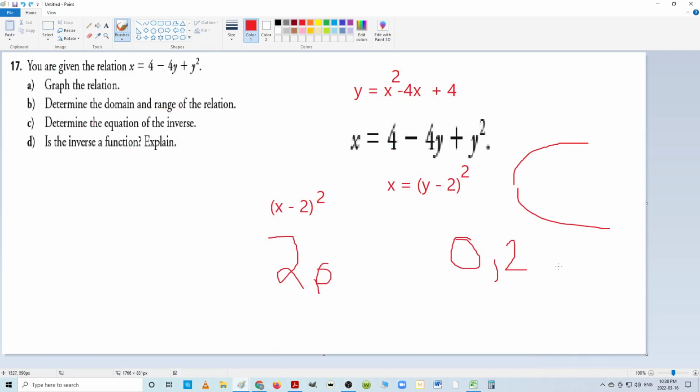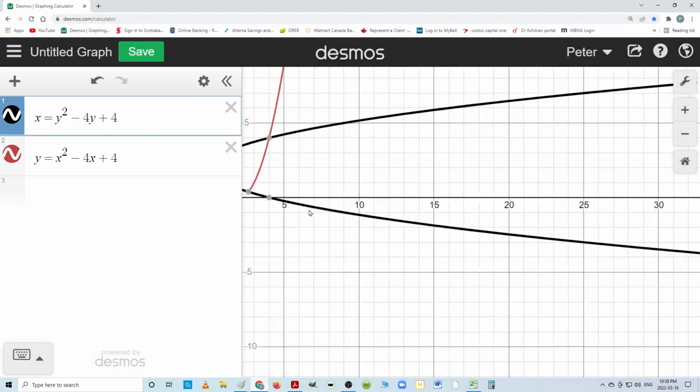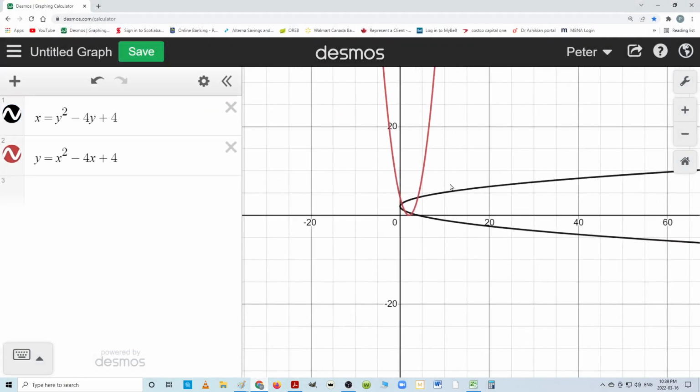The domain and range, well, x is bigger than or equal to 0, and y is whatever. Determine the equation of the inverse. Well, we just did that. Is the inverse a function? Yes, the inverse is a function. This red line is the inverse, and the black line is the original function. And notice when we write it like this, where the x's and the y's are swapped, it's the actual double function.